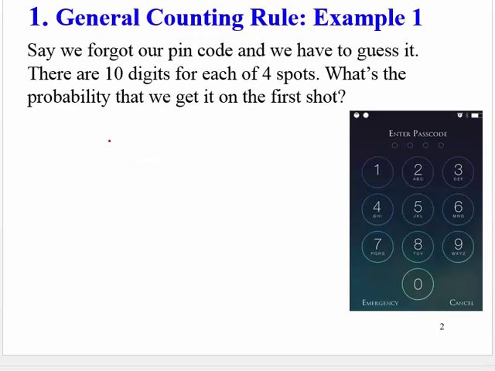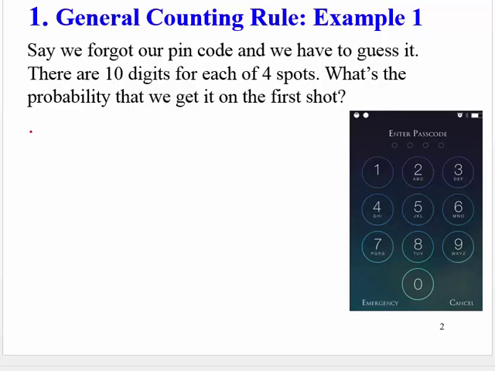Okay, example 1. Say we forgot our PIN code to our iPhone. There are 10 digits for each spot. What's the probability that we get it on the first try?